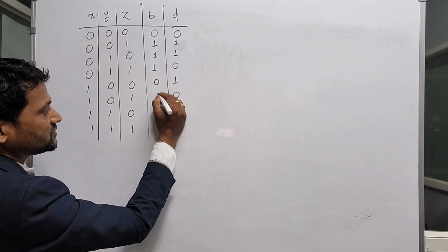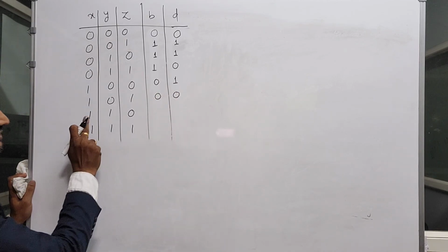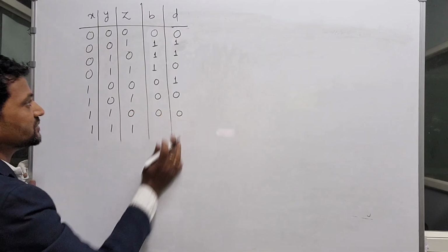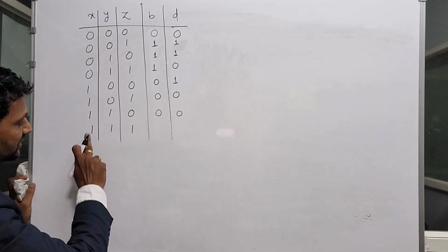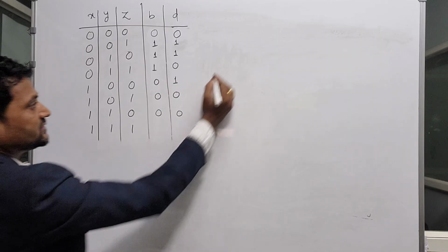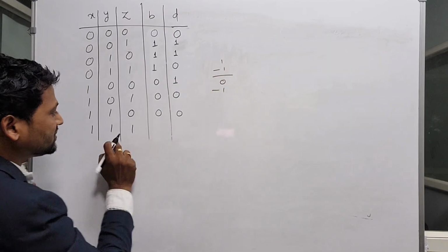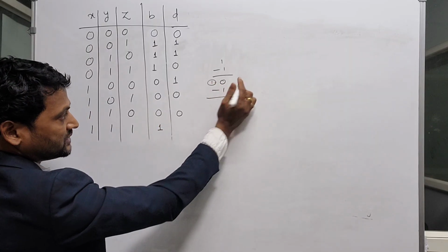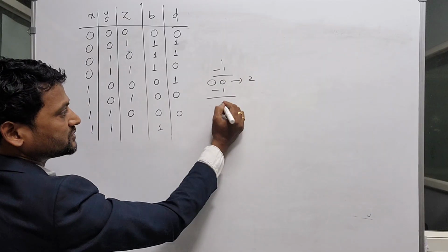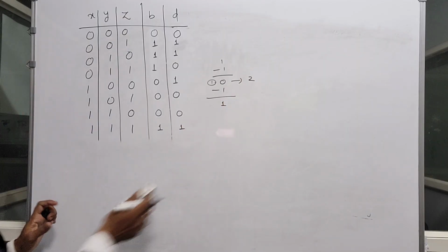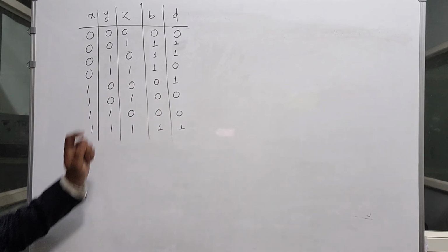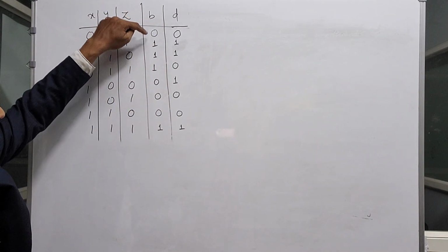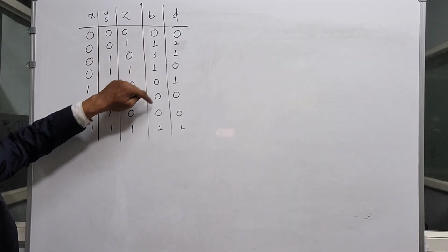The difference is 0 and there is no borrow. Next, 1 minus 1 is 0, 0 minus 0 is 0, so the difference is 0 and the borrow is 0. The last one: 1 minus 1 is 0, then 0 minus 1 is not possible, so you have to take a borrow. The borrow is 1, and 10 corresponds to decimal 2, and 2 minus 1 is 1, so the difference is 1. So you get the difference as 0 1 1 0 1 0 0 1 and the borrow as 0 1 1 1 0 0 0 1.